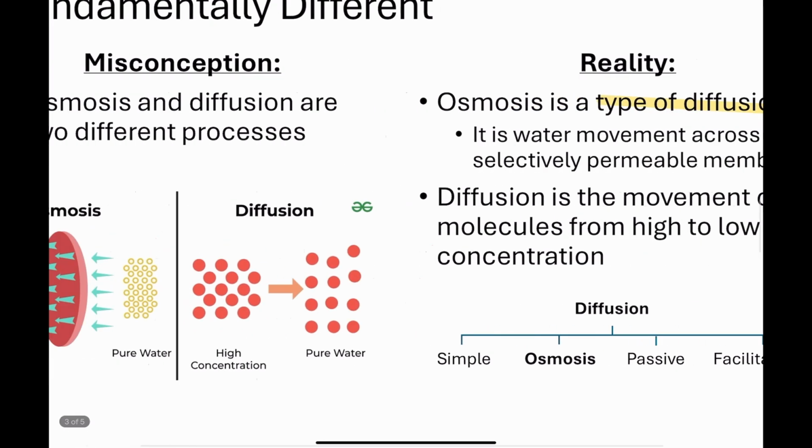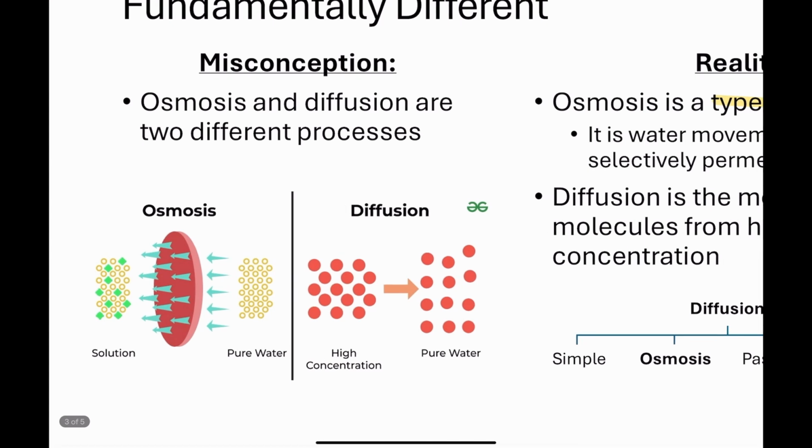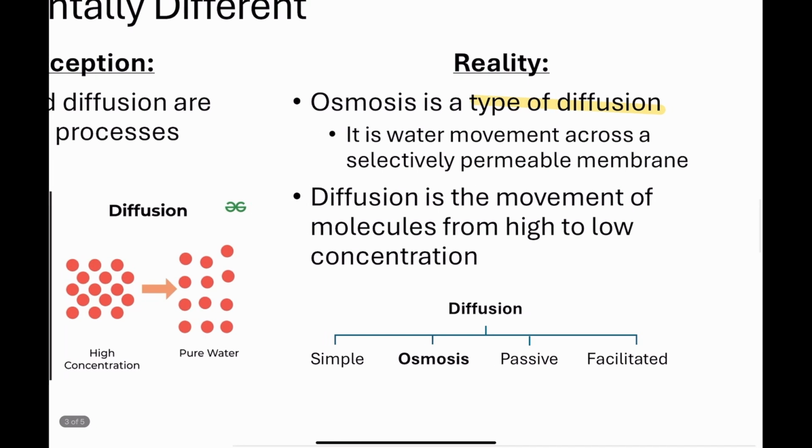And in this figure, we're seeing osmosis and diffusion being shown as what looks to be separate processes, which is going to reinforce the idea that they are fundamentally different. And while osmosis and diffusion are going to involve different mechanisms, osmosis is not separate from diffusion. It's actually going to fall under a broader category of diffusion. So in reality, osmosis is not separate from diffusion because it's a type of diffusion in which water molecules are going to move across a selectively permeable membrane.